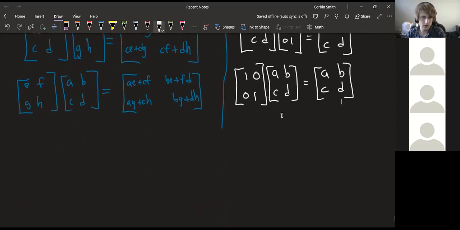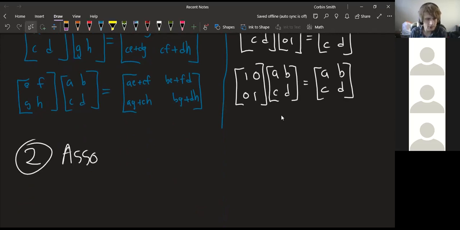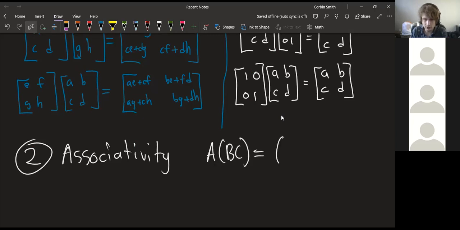So then for associativity, for matrices, we typically denote matrices with capital letters. You could just check that (AB)C is equal to A(BC) manually. We're not going to do that manually. We're just going to say that function composition is associative.